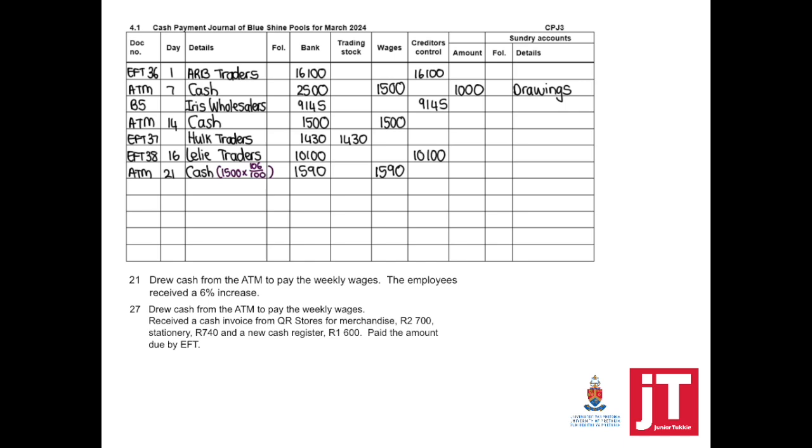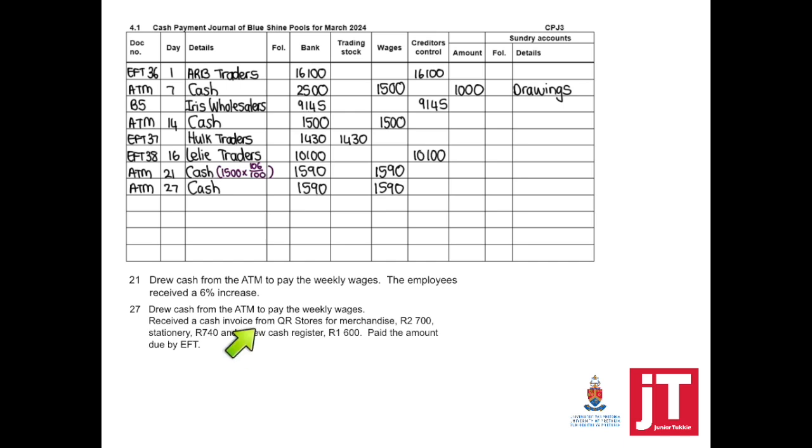On day 27, drew cash from the ATM to pay the weekly wages. Received a cash invoice from QR stores for merchandise, 2,700, stationery, 740, and a new cash register, 1,600. Paid the amount due by EFT. So 2 different transactions on the same day, and then from QR stores, we've purchased different items. So the first part of this is we paid our weekly wages. Remember now, there was a 6% increase, so now our new weekly wages is 1,590.